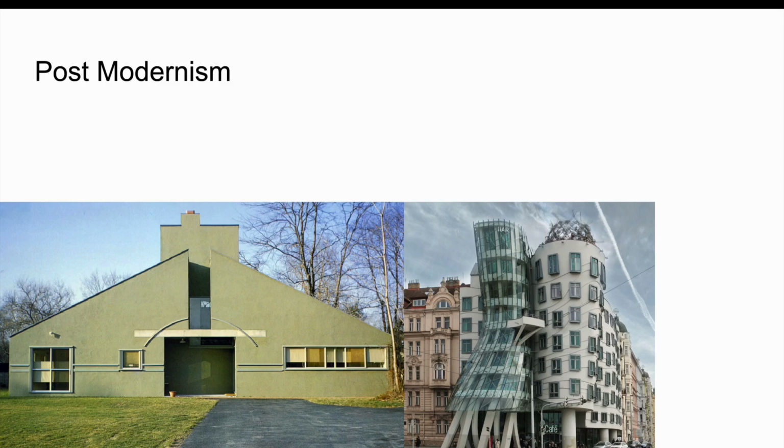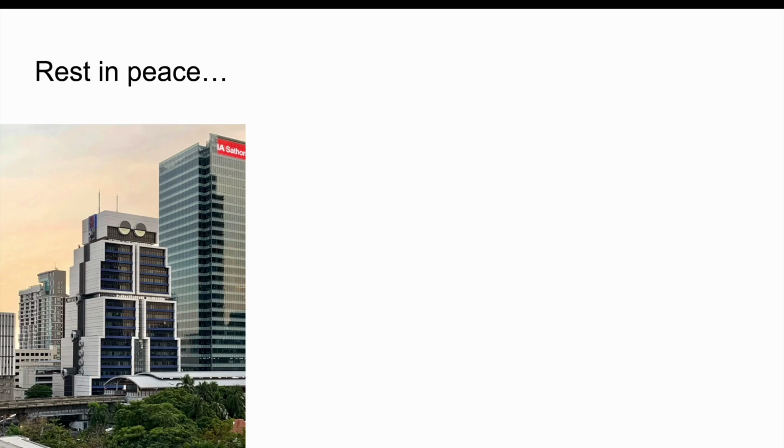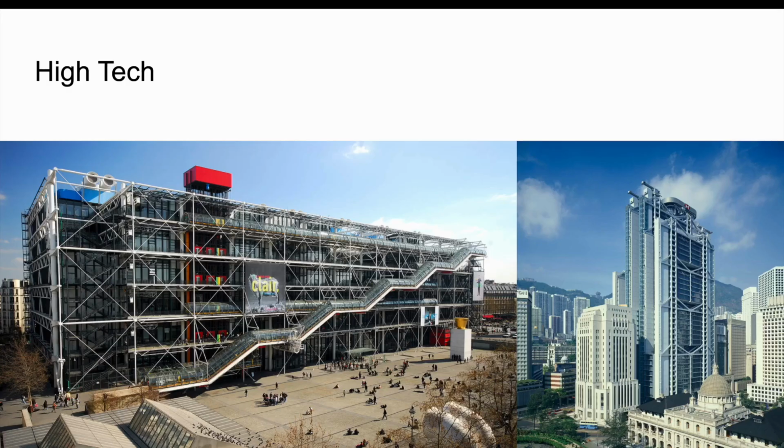Speaking of postmodernism, RIP to Thailand's Robot Building. And then there's high-tech, aka modernism but it's futuristic. This style was popular from the 1980s to the early 2000s, using lots of steel and glass to present a futuristic feeling, such as the Pompidou Center.